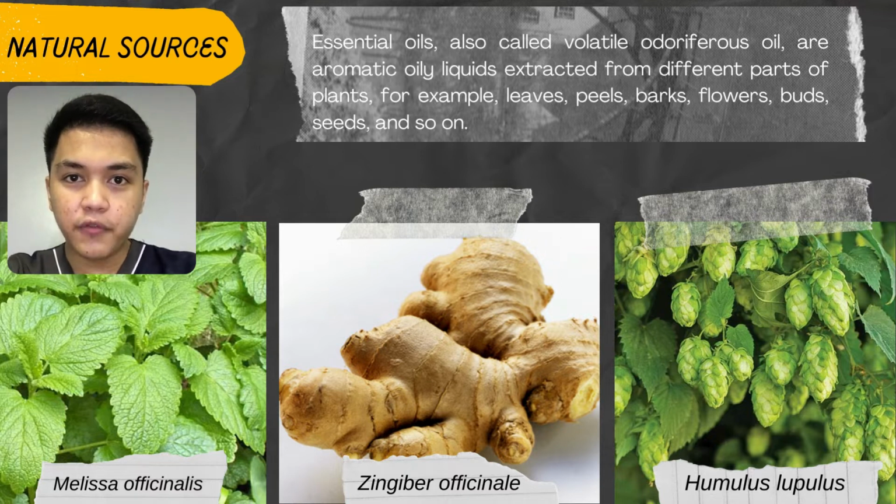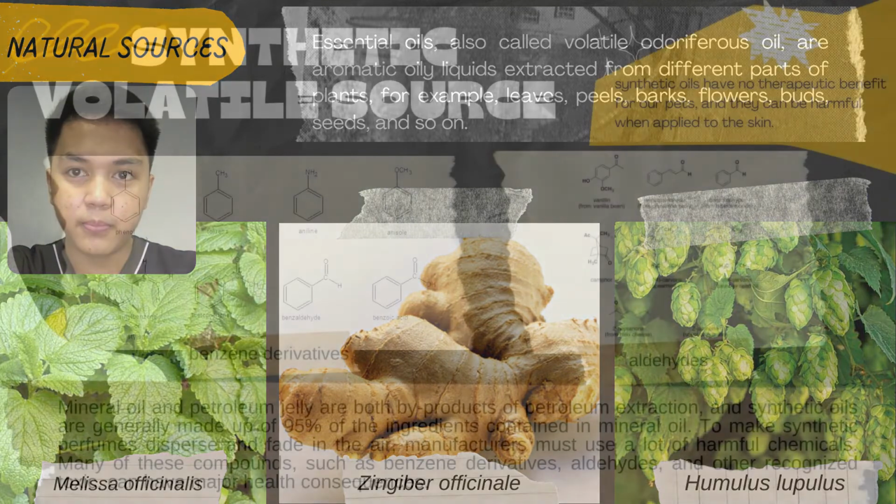They can be extracted from plant materials by several methods: steam distillation, expression, and so on. Among all methods, steam distillation has been widely used, especially for commercial production.